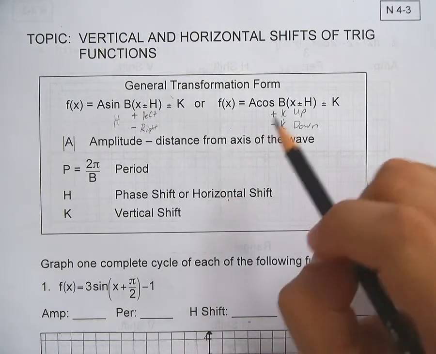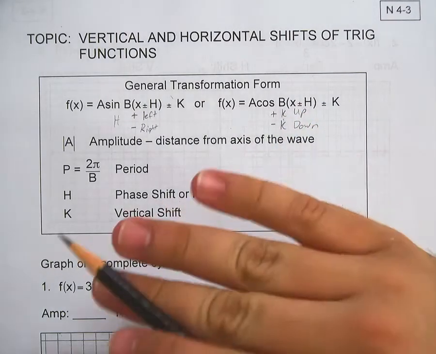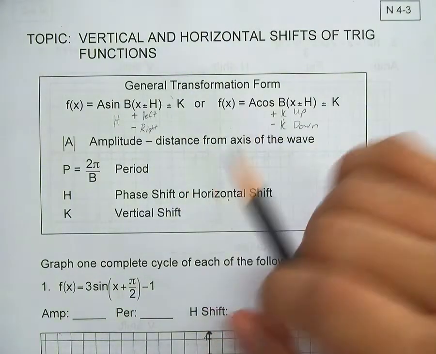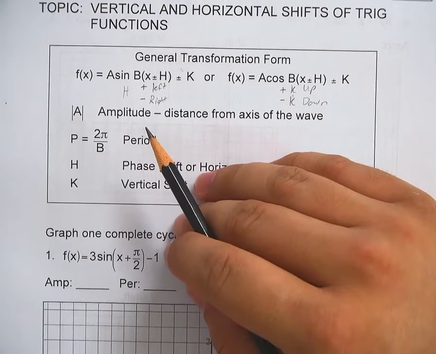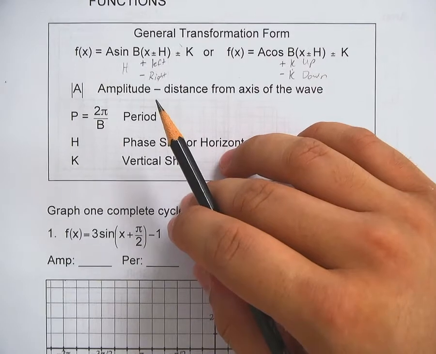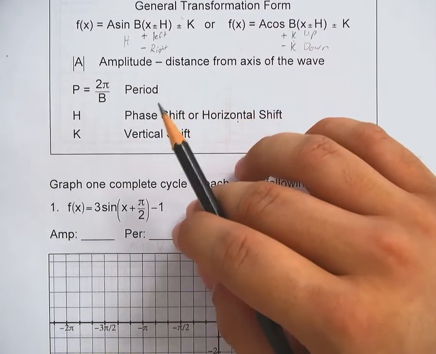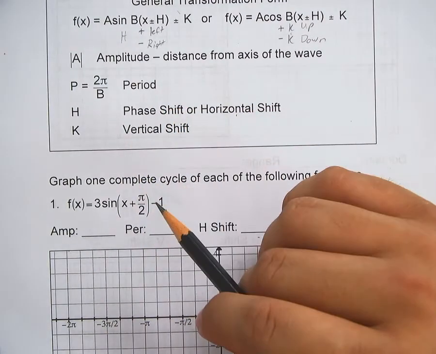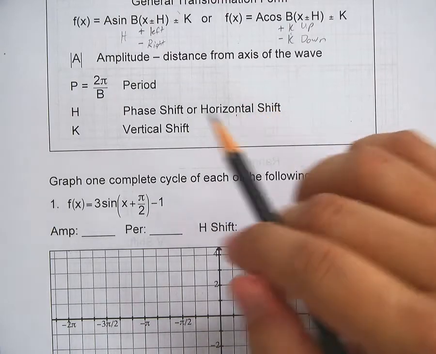So it's a little backwards on the H. The K is pretty easy to remember because it's just straightforward. A little backwards on the H, but that's okay. Just remember that plus moves it left and minus moves it right. A is the amplitude. Remember, it's the distance from the axis of the wave.